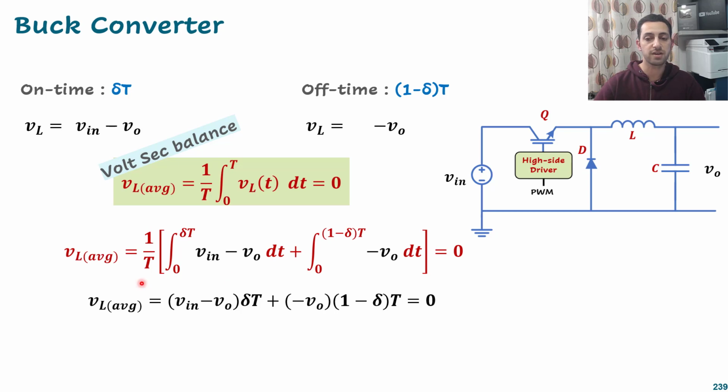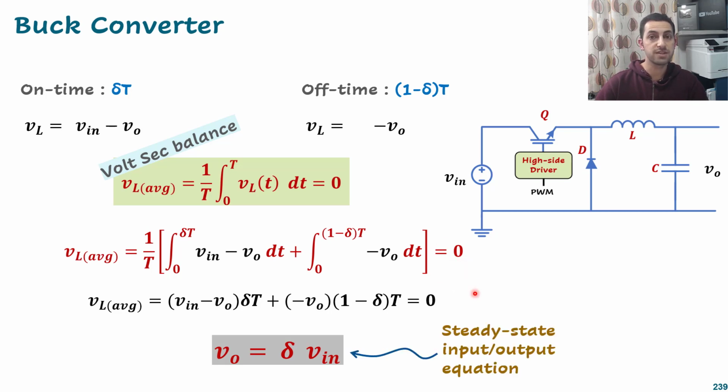After solving this, I think you will come up with Vin minus V out times delta T, because the integration is just delta T, since this part is constant, okay? And the integration of that one is minus V out times 1 minus delta T. And after setting that equal to 0, we will come up with this relation. So V output equals V input multiplied by the duty cycle with which you are controlling your switch.